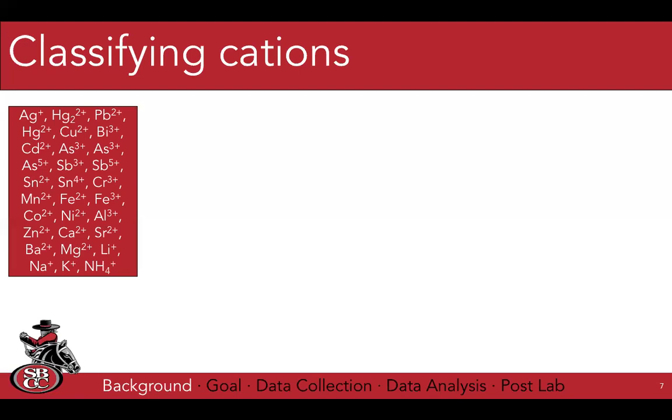And so group 1 would be the alkali earth metals. They form cations of 1+. Well, science is confusing sometimes.